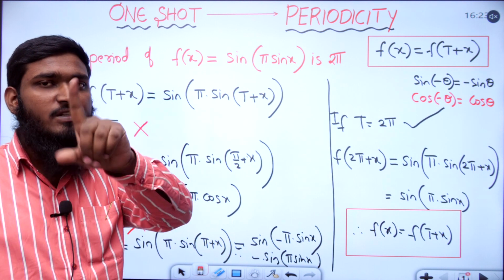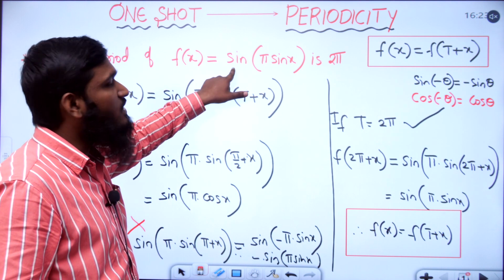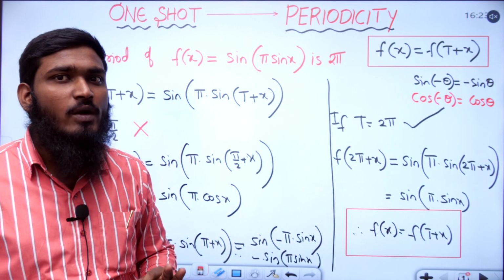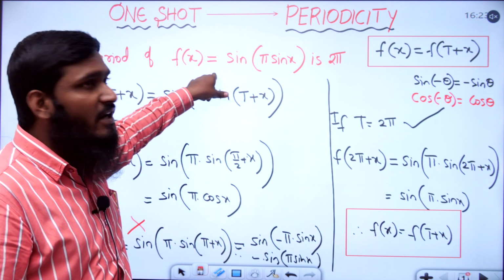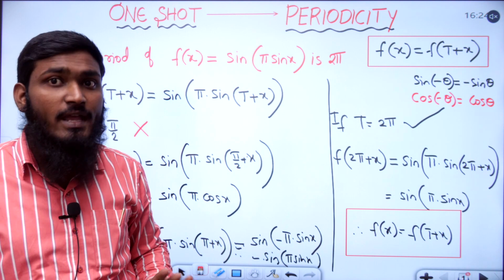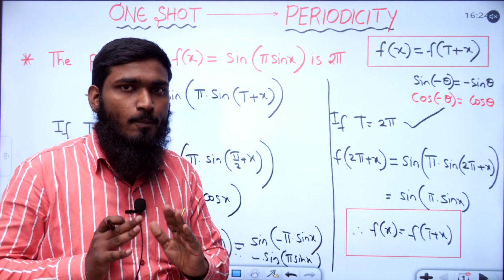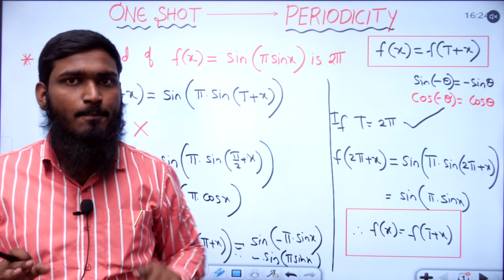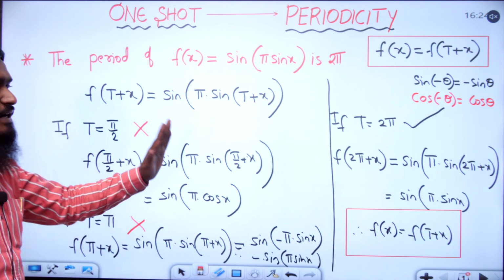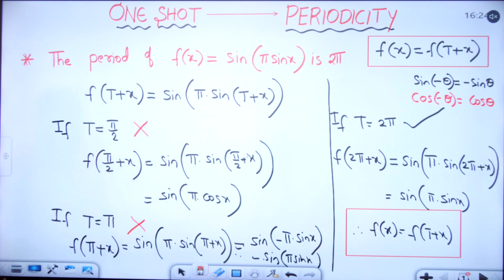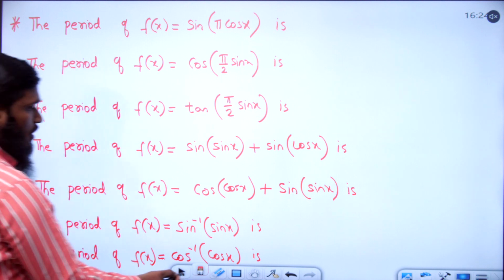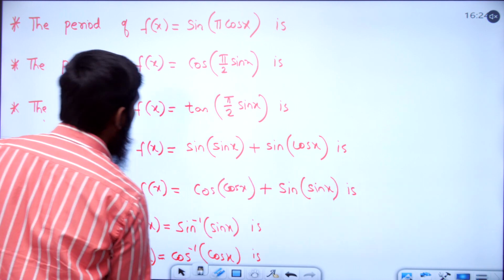So only 2 points we have to remember. What is the first point? If the outside function is sine, then directly remember that the period will be 2 pi. If the cos function is the outside function, then the answer is pi. That's it. Sine function means the answer is 2 pi. Cos function means the answer is pi. So this is the one shot time saving result. No need to write this many steps. Now let us see the questions. Direct answers will be written. So the period of f of x equals what we have taken first?